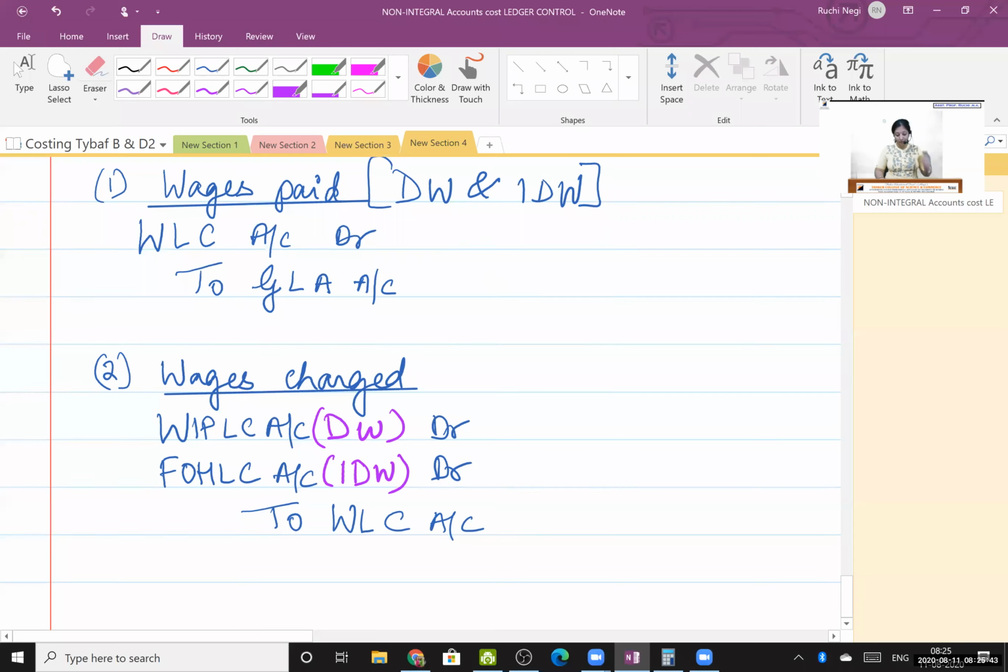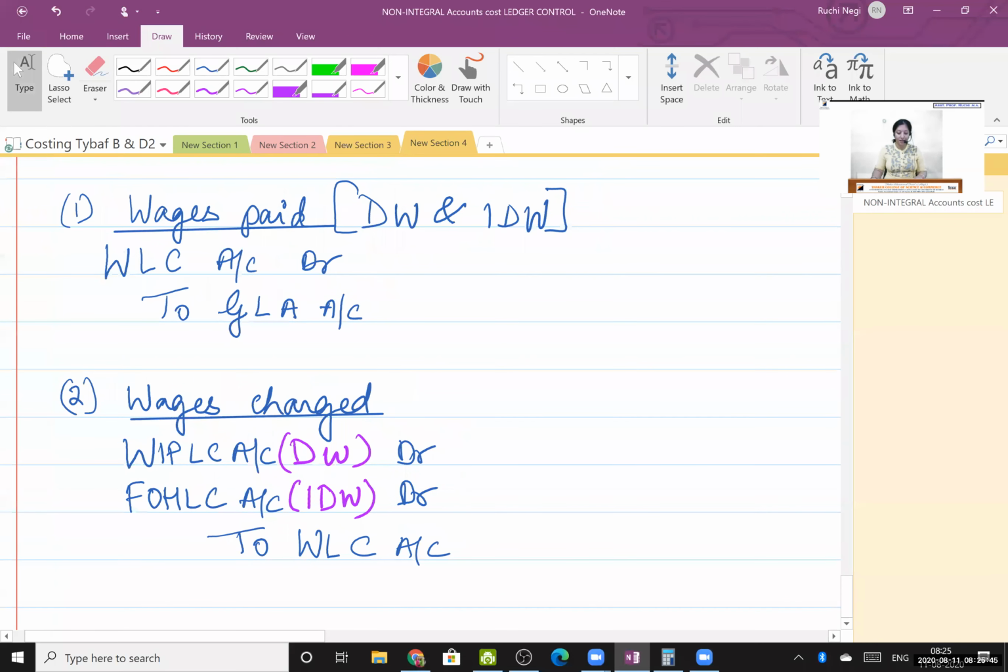Clear? Is this journal entry clear? Direct wages and indirect wages. Acknowledge it in the chat box.